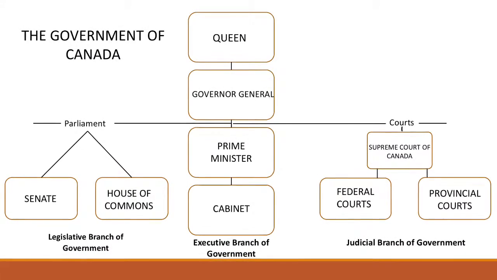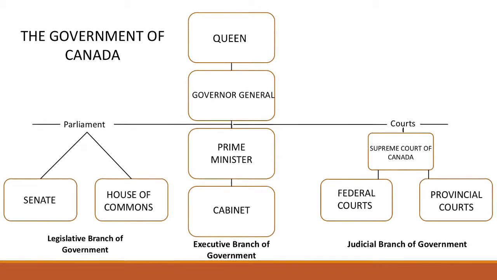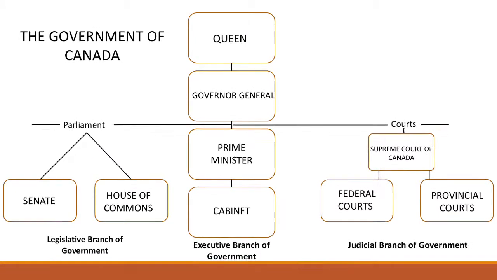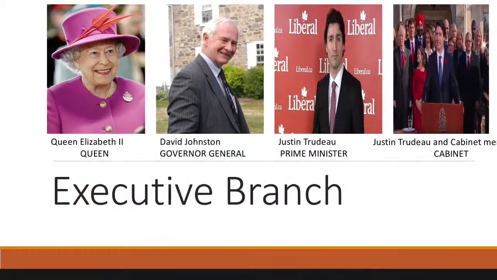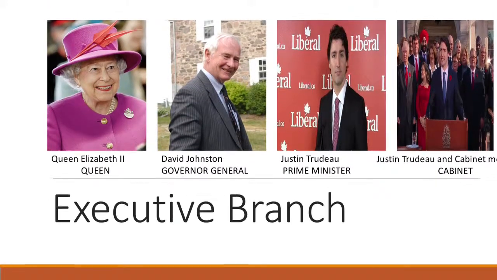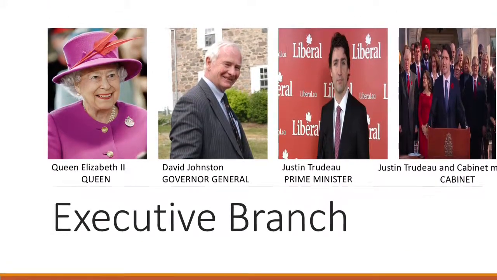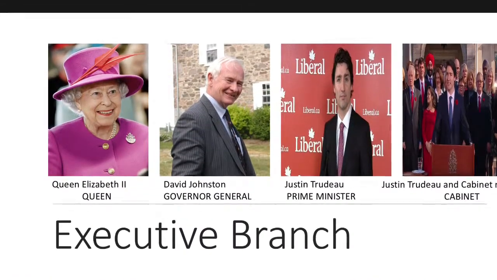This is a general structure of the federal government of Canada. The government is formed by three different branches: the executive branch, the legislative branch, and the judicial branch. The executive branch consists of the Queen, Governor General, Prime Minister, and the Cabinet. Together, the executive branch carries out the laws and is responsible for running the laws.